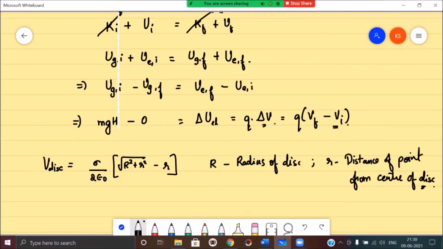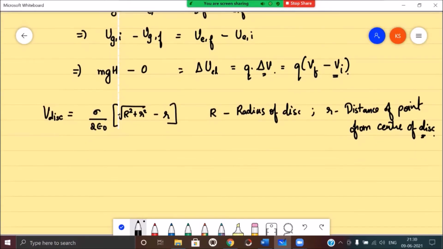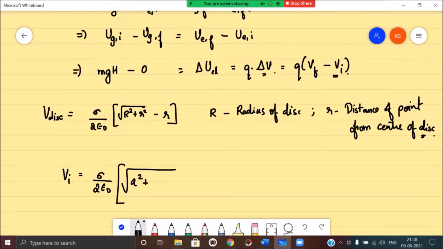So the initial potential due to this disk, that is the potential at the initial position, would be equal to sigma by 2 epsilon naught. Our radius of the disk over here is given as A, so we'll take that as A. And this particle was initially released at a height of h from the center of the disk. So your small r value over here is h.